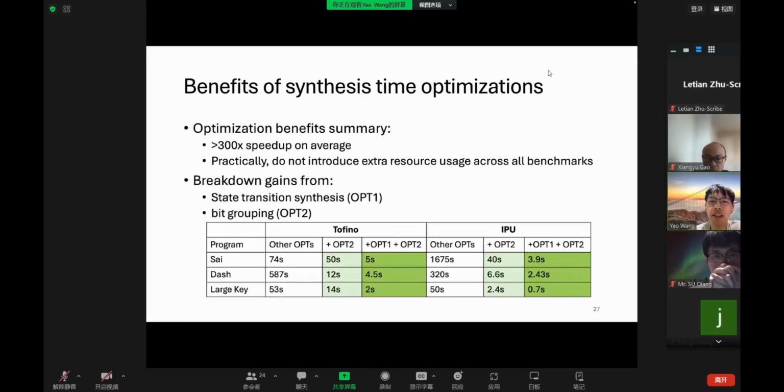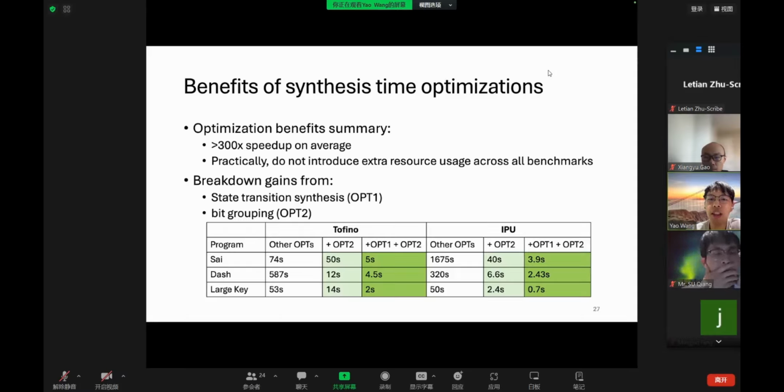And this work also quantifies the benefits brought by all the developed optimizations. The results show that all the optimizations give over 300x on average and do not introduce additional resource usage for all benchmarks. And besides that, there is an experiment breakdown analysis to see the benefit of each effort for selective optimizations.